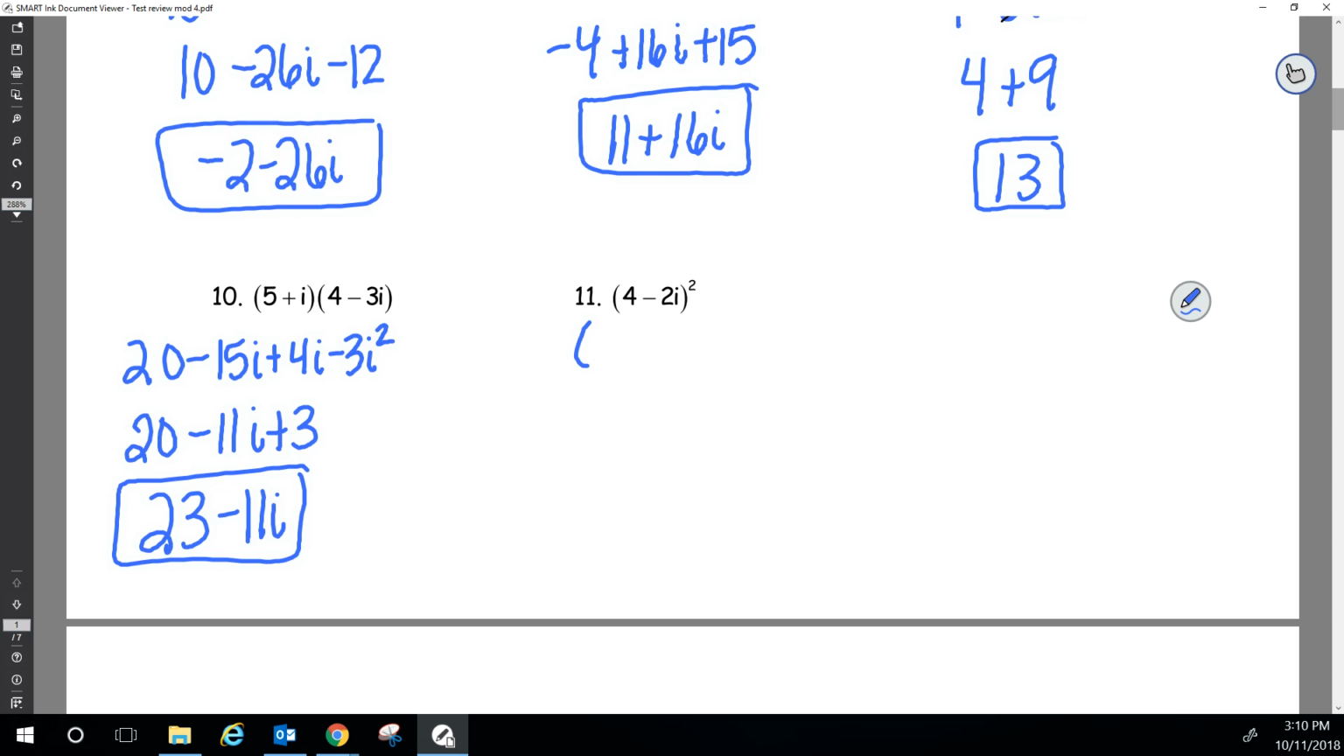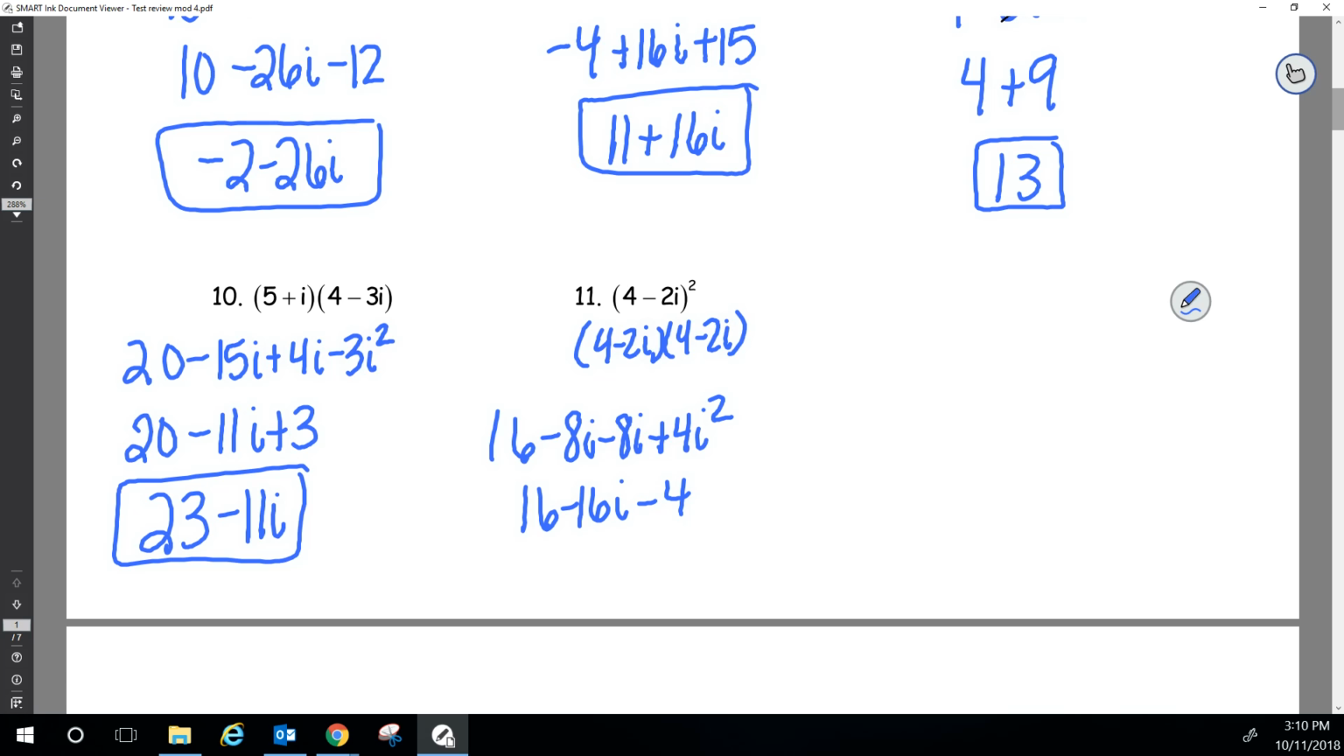All right, this would be 4 minus 2i squared. So that's 4 minus 2i times 4 minus 2i. 4 times 4 is 16. 4 times negative 2i is negative 8i. Negative 2i times 4 is also negative 8i. Negative 2 times negative 2 is positive 4i squared. So this would be 16 minus 16i minus 4. And then 16 minus 4 is 12 minus 16i.